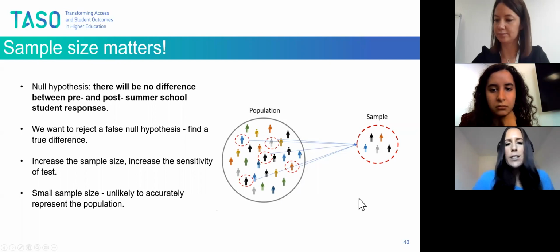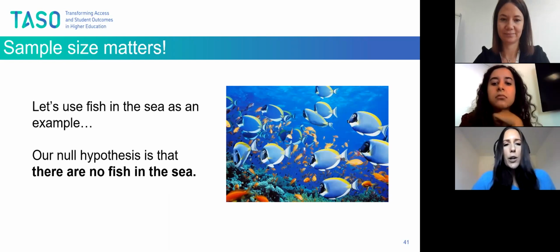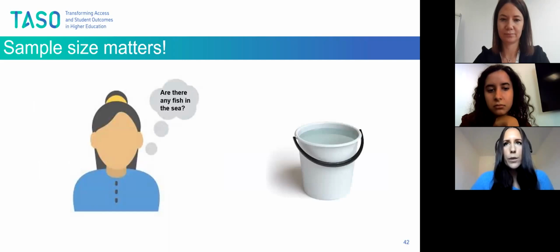So I'm just going to try and illustrate it further with quite a random example that has nothing to do with widening participation, I hope anyway, looking at fish in the sea. So our default, our null hypothesis is that there are no fish in the sea. This is what we're trying to prove or disprove. And I'm just going to ask whether there's any fish in the sea. I'm going to first have a really small sample. So I'm going to take my bucket and go down to Brighton and go into the sea and pull up a bucket of seawater. And I find that there's no fish in my bucket.